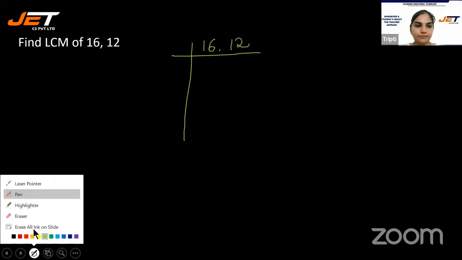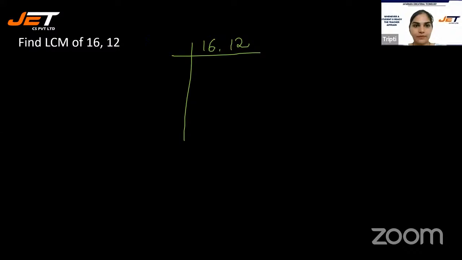Next, LCM of 16 and 12. What is the LCM of 16 and 12? Let's do it. 16 and 12. So 2 times 8 is 16. 2 times 6 is 12. 2 times 4 is 8. 2 times 3 is 6.